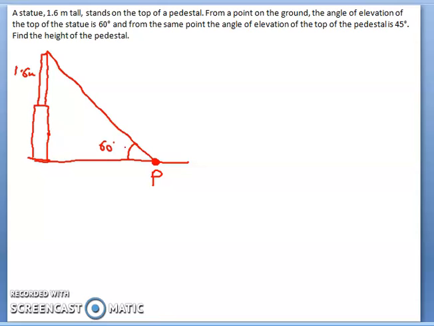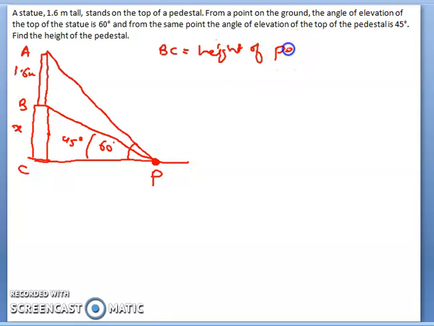And from the same point, the angle of elevation to the top of the pedestal is 45 degrees. So this is 45 degree. Okay. Now find the height of the pedestal. So that means this height. I'm just writing here A, B, and C. So we can write here BC is equal to the height of the pedestal, which is equal to x.